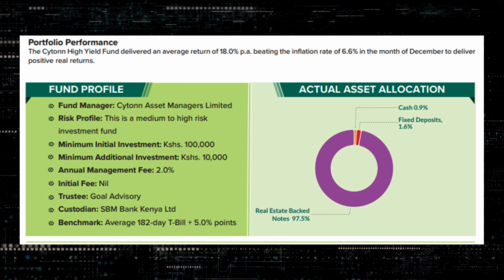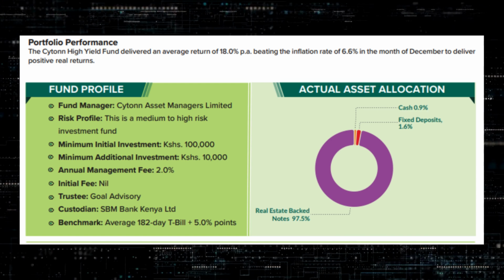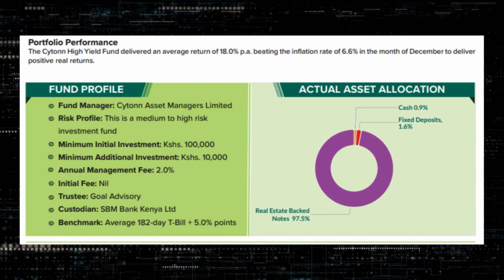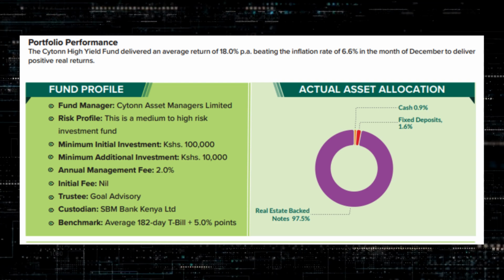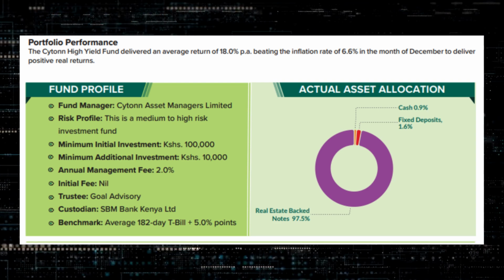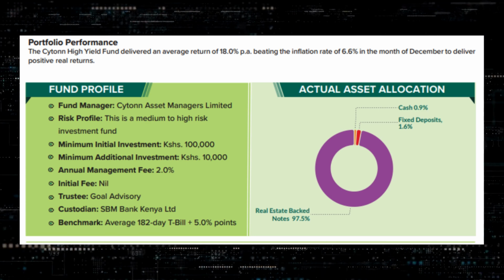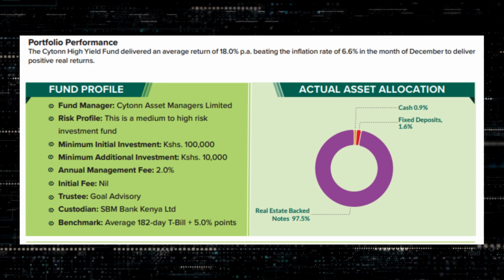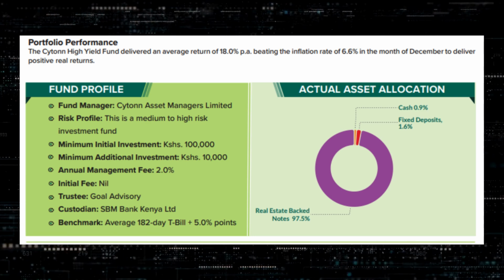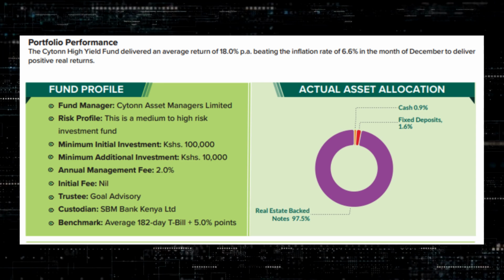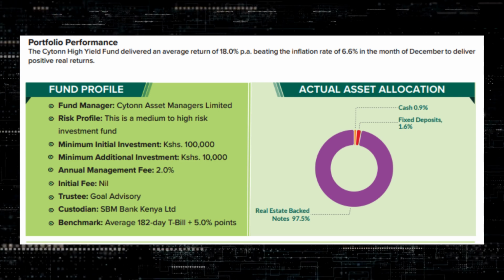I also want us to look at this other screenshot, and this is from the fund fact sheet, the Cytonn High Yield Fund fact sheet in December 2023. And I think the only thing that has changed on the fund profile is the minimum initial investment, which was 1 million, but now is 100,000.